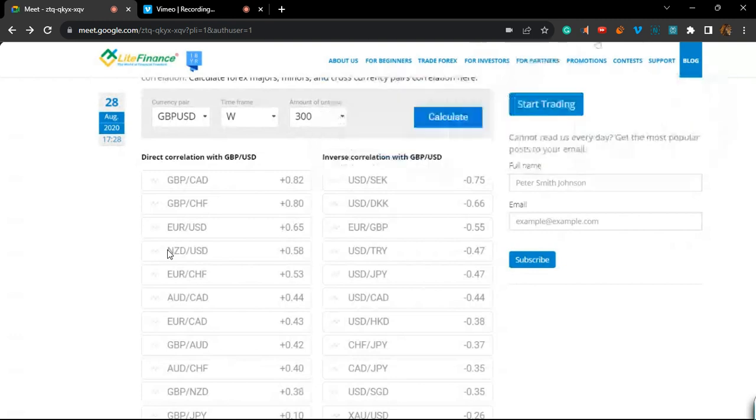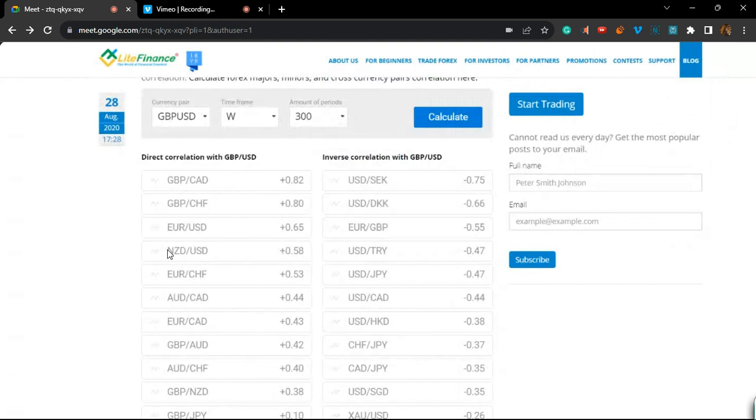Okay, I see it now. It says GBP CAD, right? Yes. So write down GBP CAD and GBP Chef and Euro USD, but put 65 for Euro USD, and that's it, because the rest of them are just way too low.